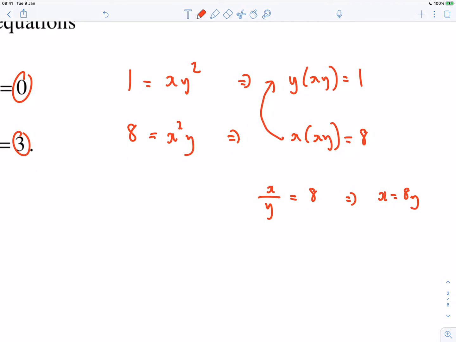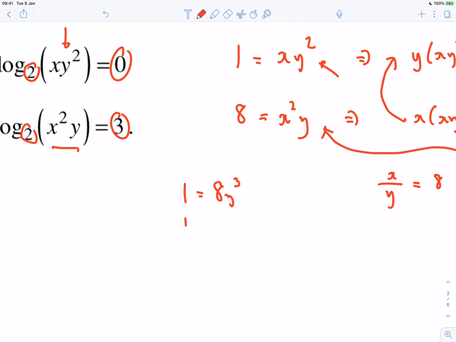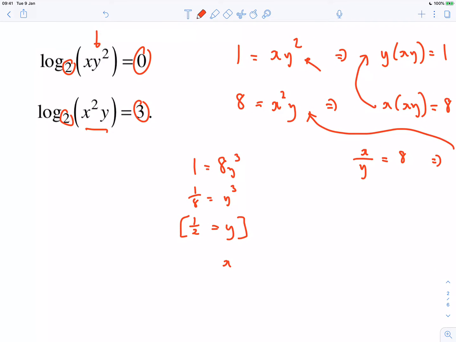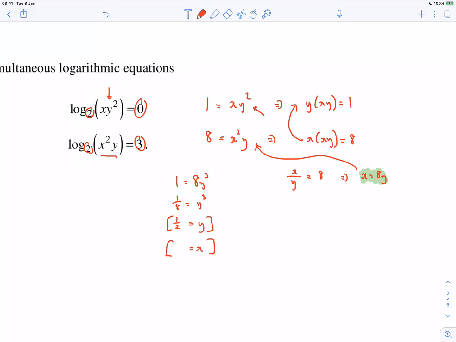So now I can solve. I can substitute this thing into either of these equations originally. I'll substitute into the first one. If x is 8y, then 1 equals 8y times y squared, which is 8y cubed. If I divide by 8, then 1/8 equals y cubed. If I cube root both sides, the cube root of 1/8 is 1/2. And if y equals a half, then x equals 8 times y, and a half times 8 is 4.